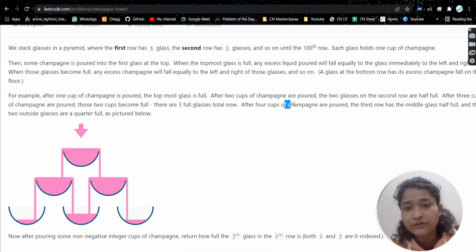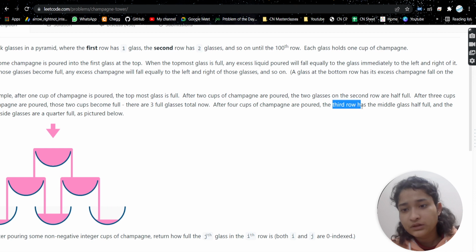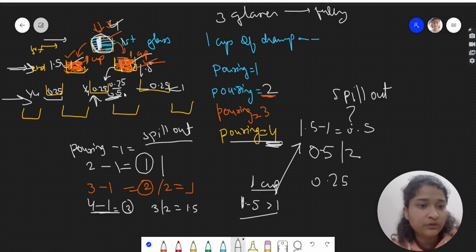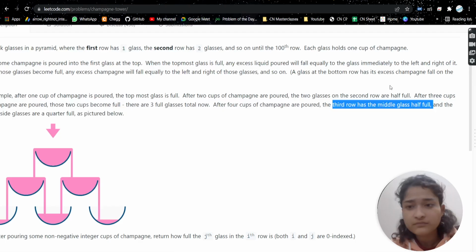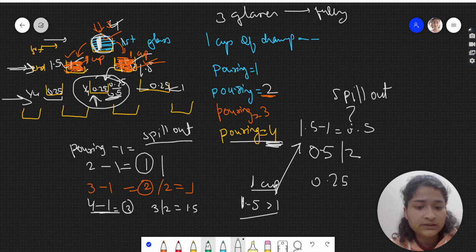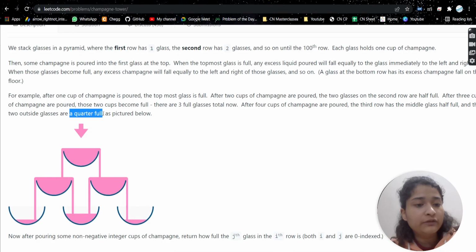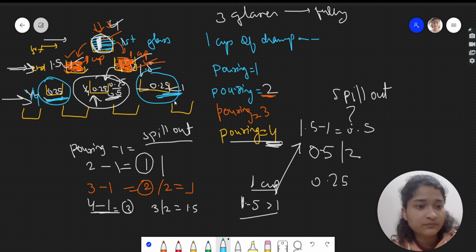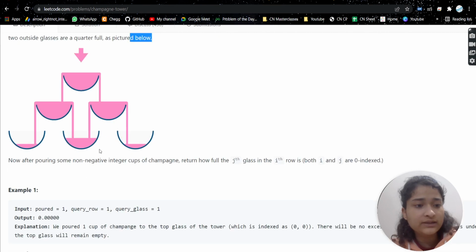So see, after 4 cups of champagne are poured, the third row has the middle glass half full. Third row, this is the third row. It has the middle glass half filled, 0.5, 0.25 from this side, 0.25 from this side. And the 2 outside glasses, this one and this one, are 0.25, 0.25. They are quarter full. Quarter full means 1 by 4 filled. Fine. So this is the scenario. I hope you understood the problem.